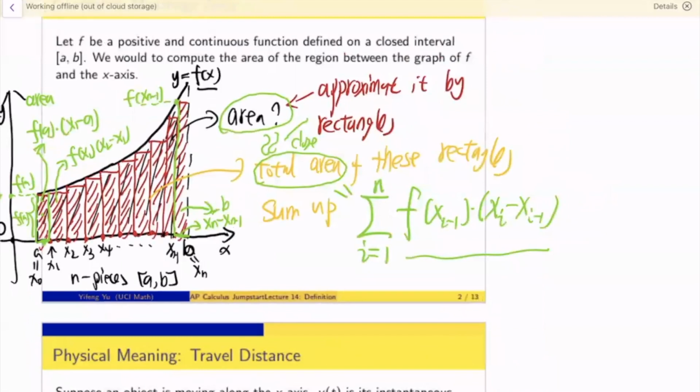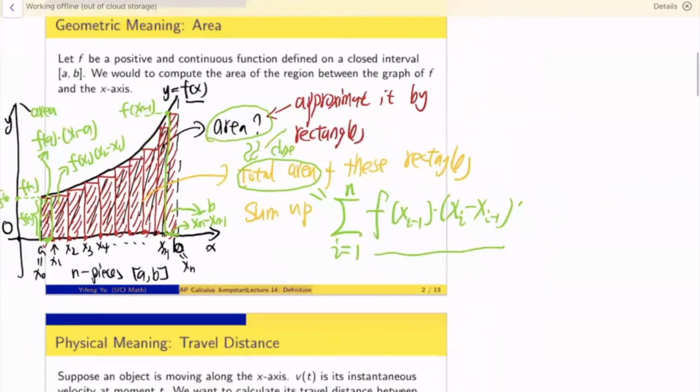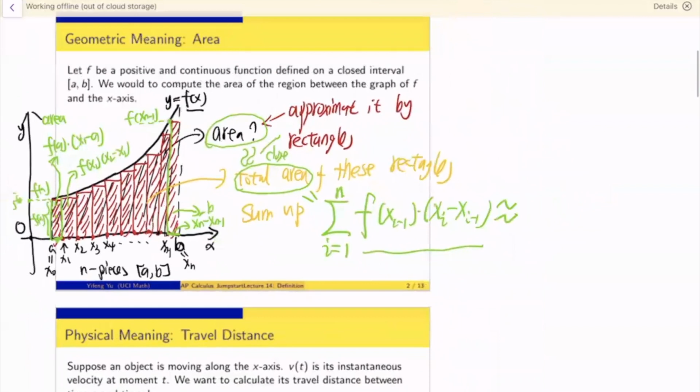And we expect this one will be close, right? We say, okay, this one will kind of be close to the area below the graph y equals f(x). Now, again, they are not exactly the same. So how should we make them to be the same? How can we make them to be the same?